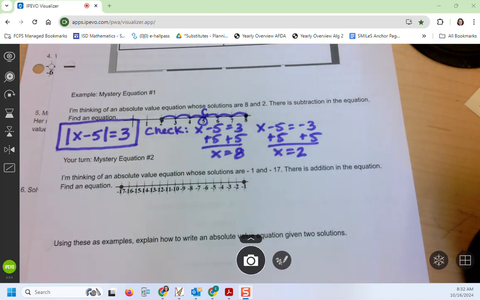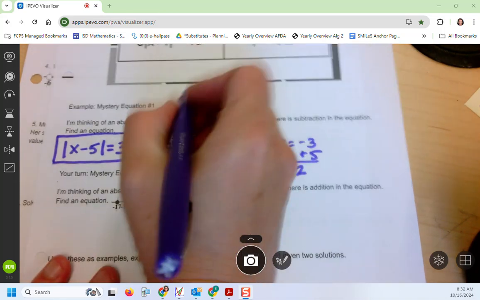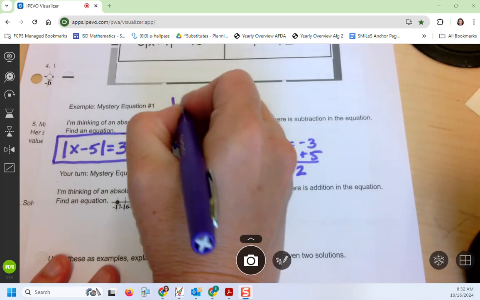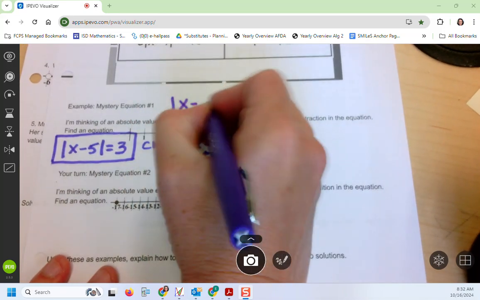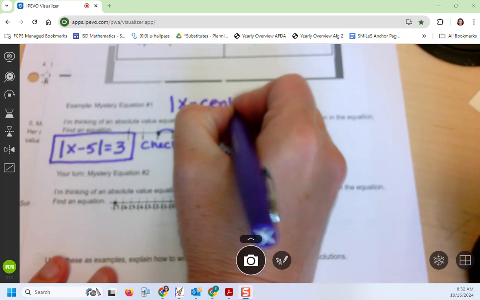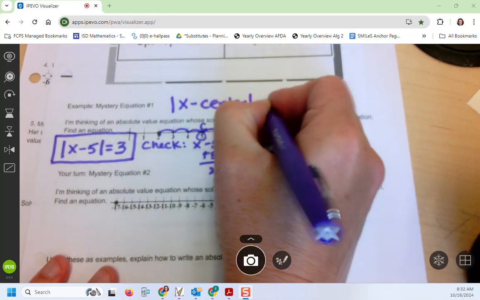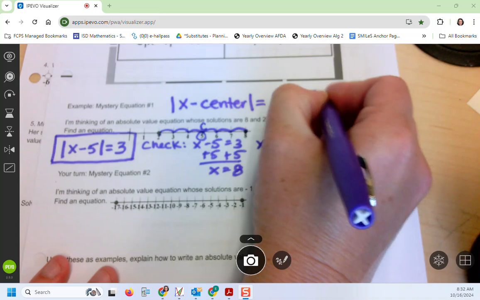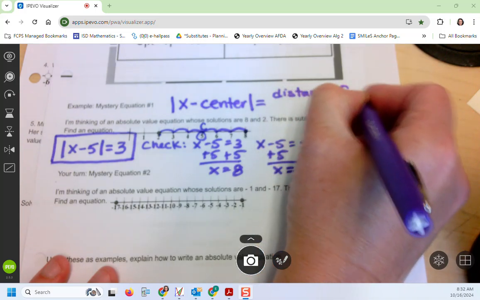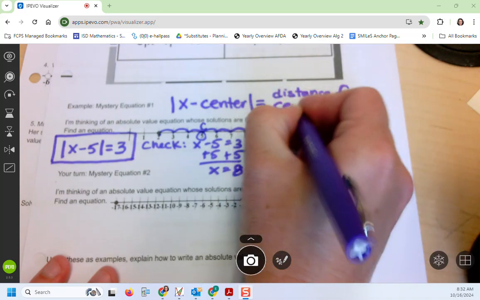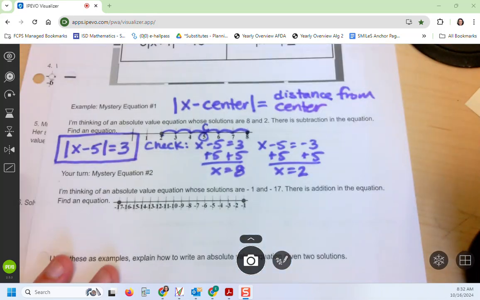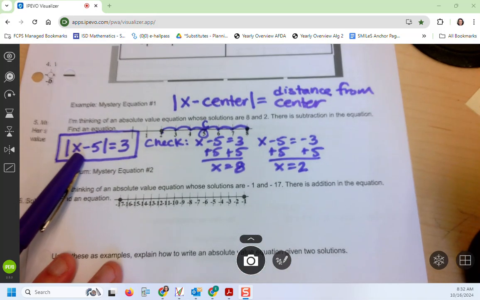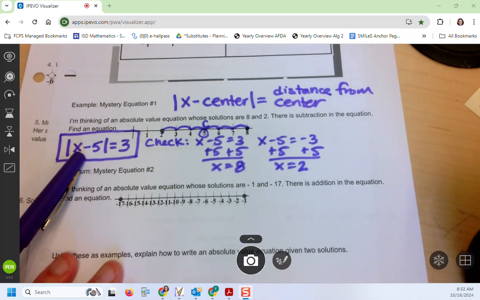So this is what we're going to use. We're going to use the same equation from last class, which was this one. The absolute value of x minus the center is equal to the distance from the center. Okay? So you see, if we can use this equation, we don't have to guess and check our way there, right? We can actually figure it out right away.